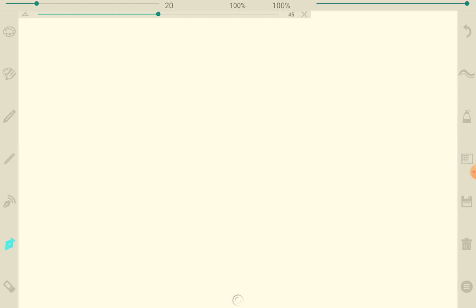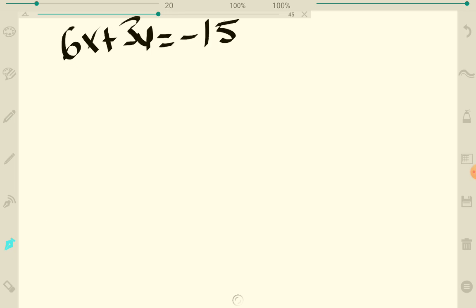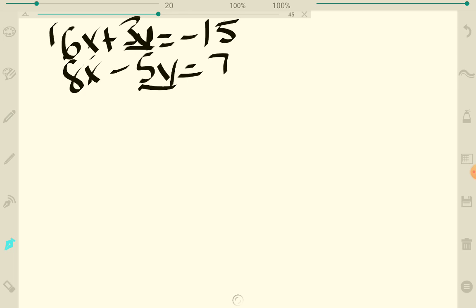Next problem is going to be 6x plus 3y equals negative 15, and 8x minus 5y equals 7. For this problem, I'm going to make the y's the same. Between 3 and 5, the least common multiple would be 15. So we multiply the top by 5, and I would multiply the bottom by 3.